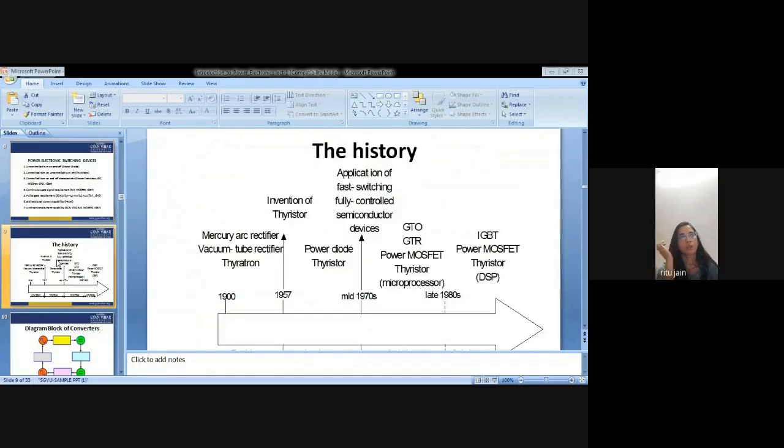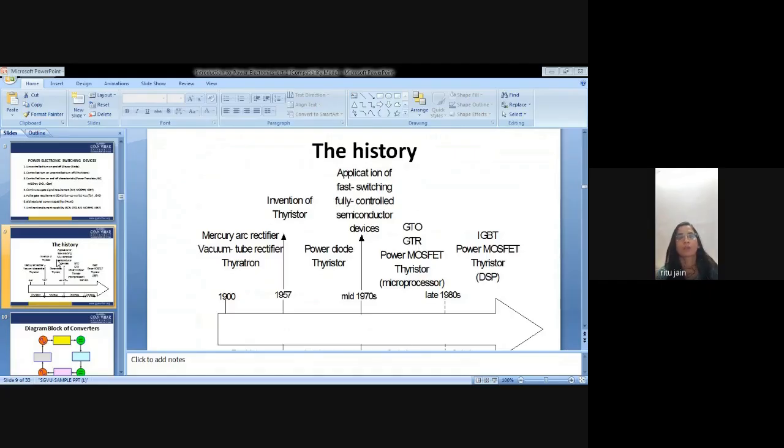Next is the history. So what is the history of power electronic devices? It is very interesting, like when it was invented. The first power electronic devices were the mercury arc rectifier, vacuum tube rectifier, and thyratron. They were invented in 1900.